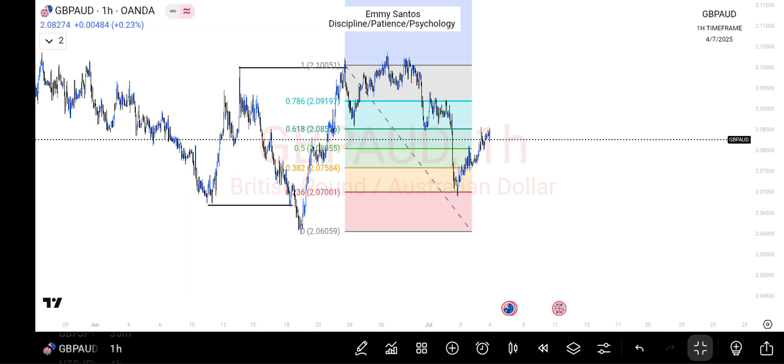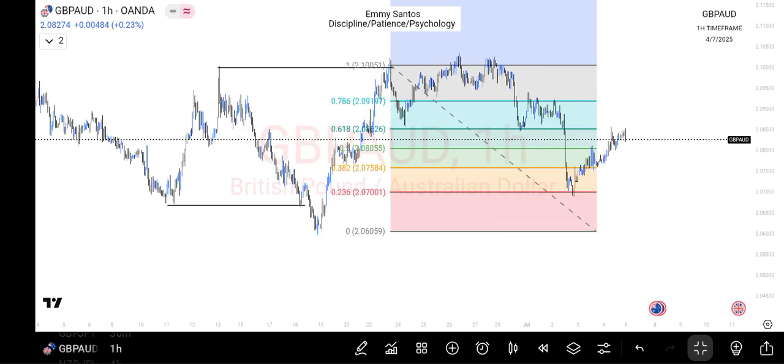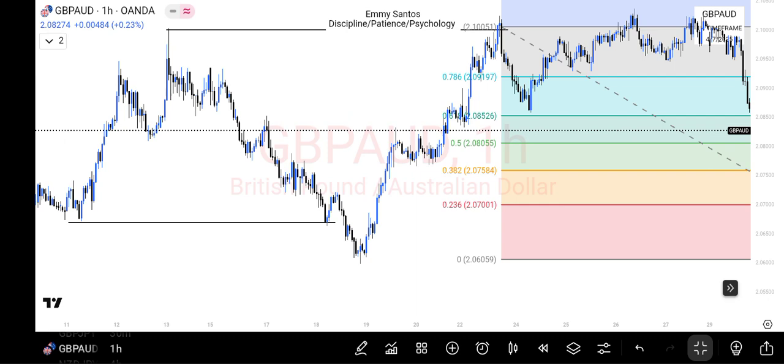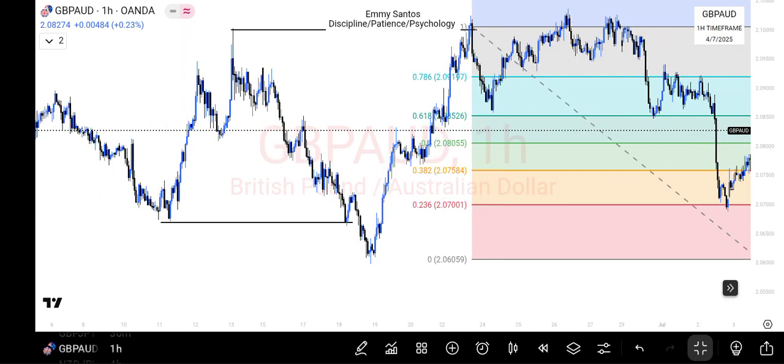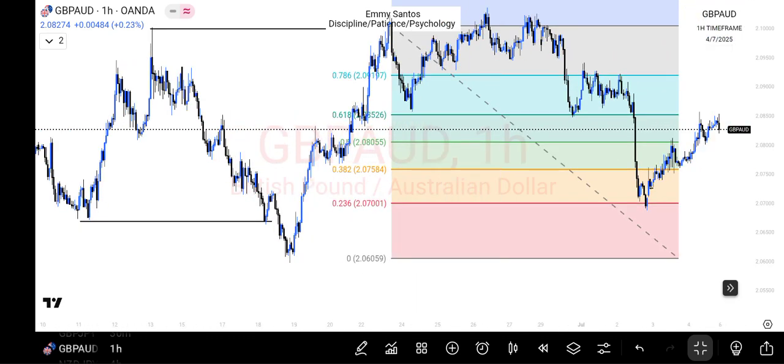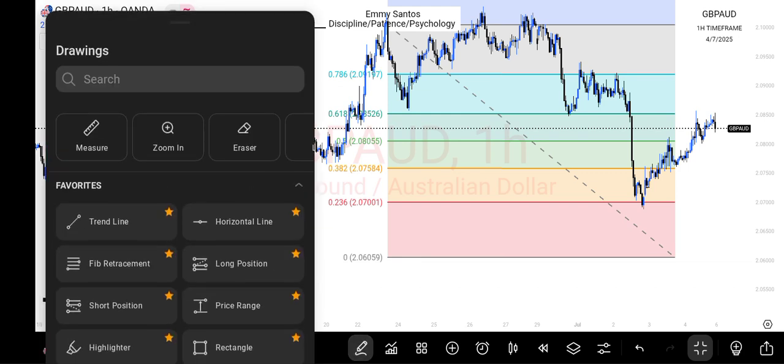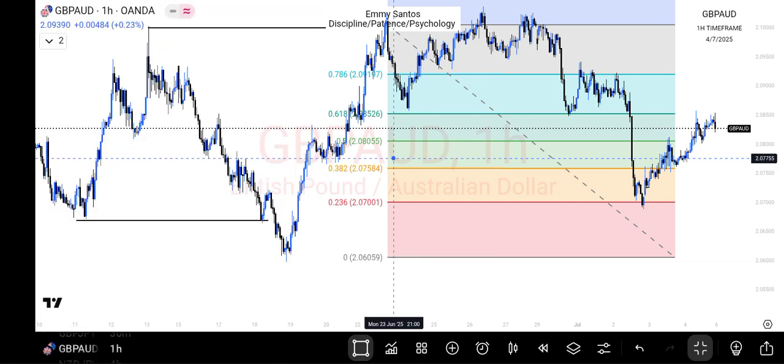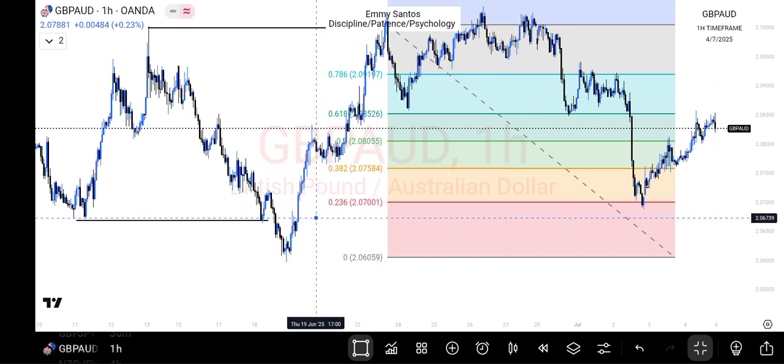I will need to refine my POI. So this is what I'll do. You've seen that there is a fair value gap here. So this is what I'll do. I must allow my fib to align with my POI level. See this place that my POI is now. So my golden zone is showing here.